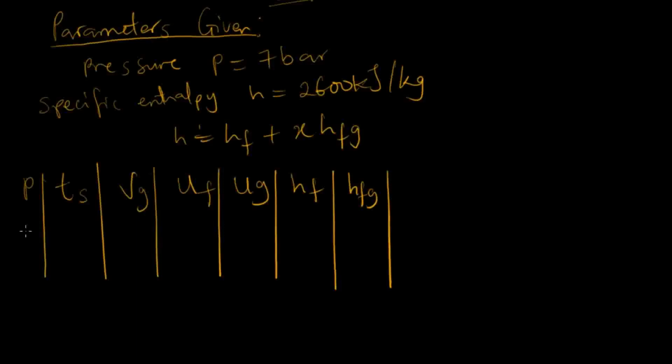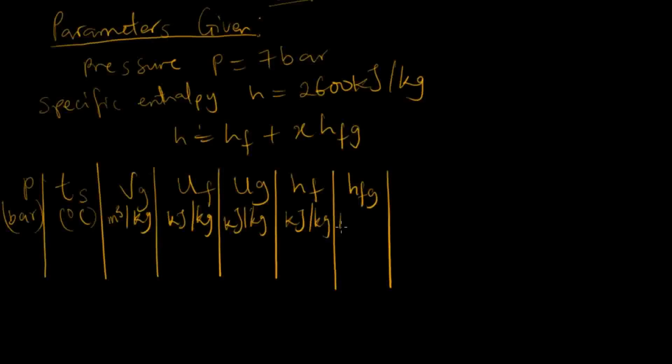Now the SI unit for this is bar, SI unit for this is degree C, SI unit for this is meter cube per kilogram. The SI unit for this is kilojoule per kilogram. SI unit for this remains the same, per kilogram, the same, kilojoule per kilogram.